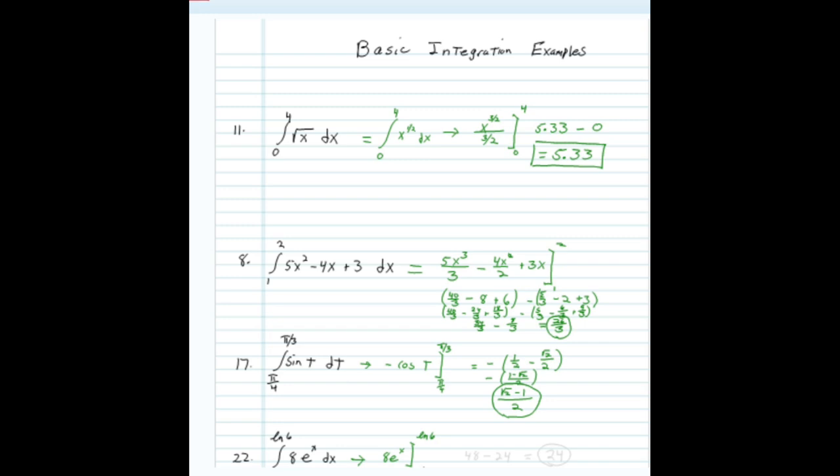So if we plug in natural log of 6 for x, we get e to the natural log of 6, so that's 6 times 8, that's 48. And then if we plug in natural log of 3 for x, we get e to the natural log of 3. Well, that's 3 times 8 is 24. So we get 24 as our answer. So these are just some practice examples using basic rules for integration.